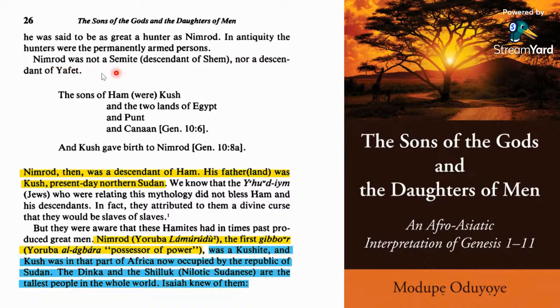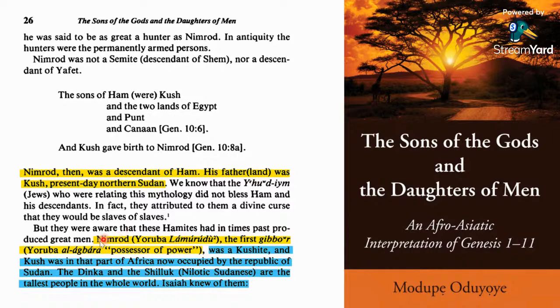Starting on page 6, we will start right here, where it says Nimrod was not a Semite nor a Japhite. The sons of Ham were Cush, and the two lands of Egypt, and Put and Canaan, and Cush gave birth to Nimrod. Nimrod then was a descendant of Ham. His father's land was Cush, present-day northern Sudan. We know that the Yehudim, or the Jews, who were relating this mythology, did not bless Ham and his descendants. In fact, they attributed to them a divine curse that they would be slaves of slaves. But they were aware that these Hamites had, in times past, produced great men. Nimrod, also known in the Yoruba language as Lamarud, the first Gibeah or Gabor, also in Yoruba, Al-Gabar means professor or power, was a Cushite, and Cush was in that part of Africa now occupied by the Republic of Sudan.